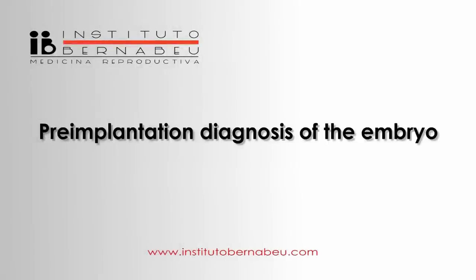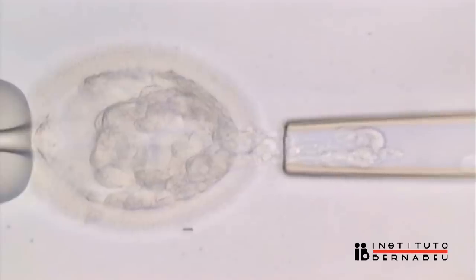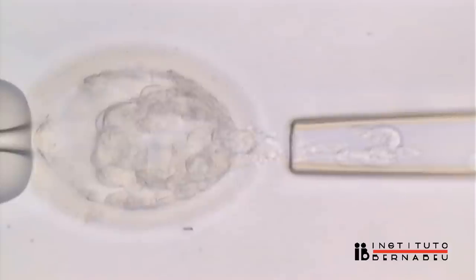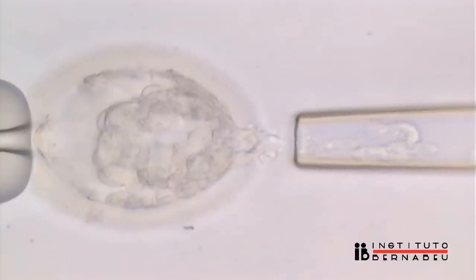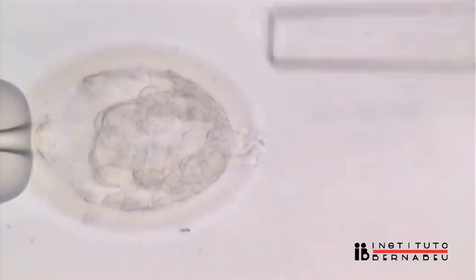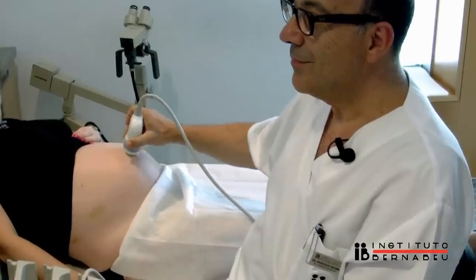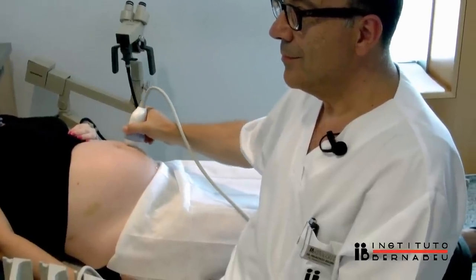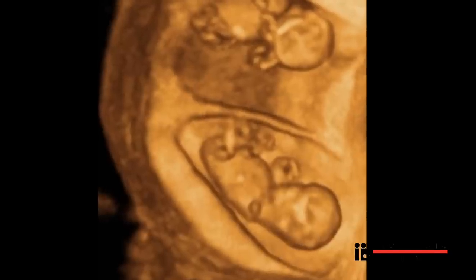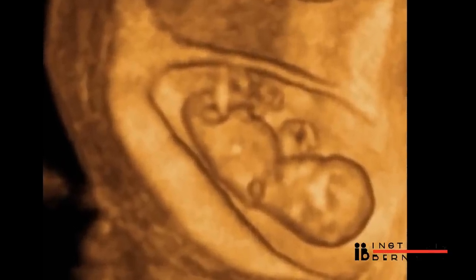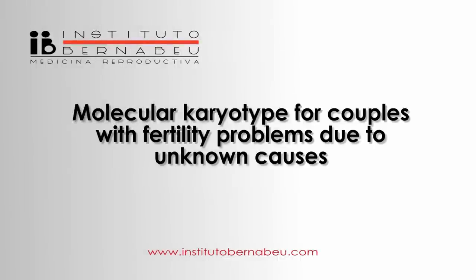There are several applications to this technique. Preimplantation diagnosis. To select the embryos that did not implant or cause a miscarriage in an IVF cycle due to alterations in the chromosomes. Prenatal diagnosis. To identify possible chromosomal alterations in fetuses in which anomalies were detected by ultrasound. And the complete molecular karyotype for couples with fertility problems due to unknown causes.